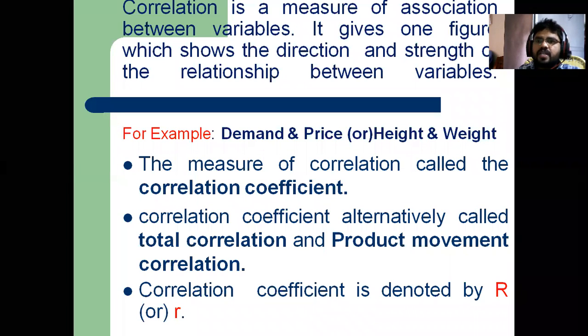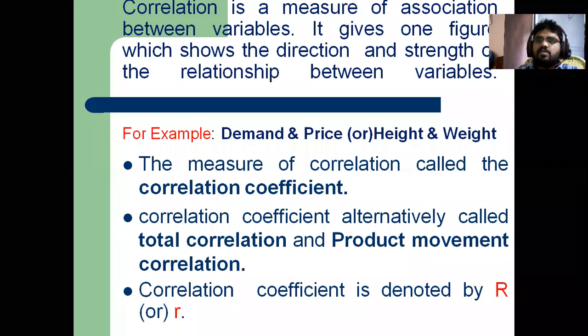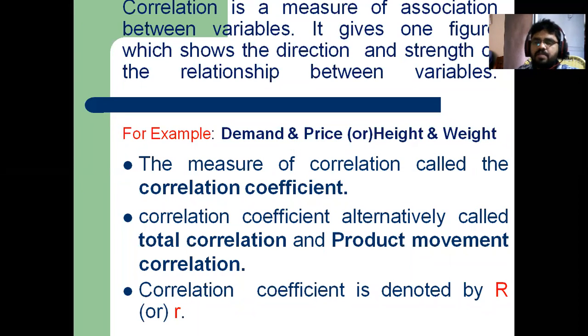So the correlation coefficient is denoted by: option A, capital R; B, small r; C, both A and B; D, R square. The answer is option C, both A and B. So simply remember that the coefficient of correlation is alternatively called total correlation and product moment correlation, and it is denoted by capital R and small r.